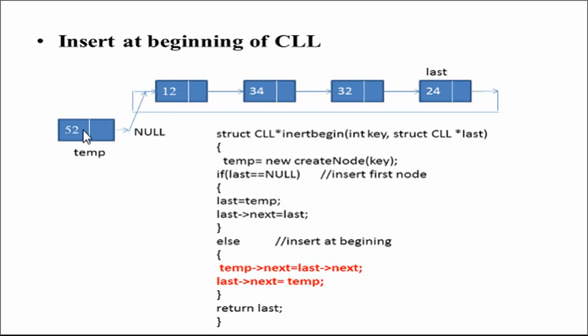Now this address should be stored at the last of the list. So here we need to make a change: last next is equal to temp. Last next is equal to temp. So in this way we can insert the node at the beginning of the CLL. So here these two lines indicate how to insert a node at the beginning of the list.